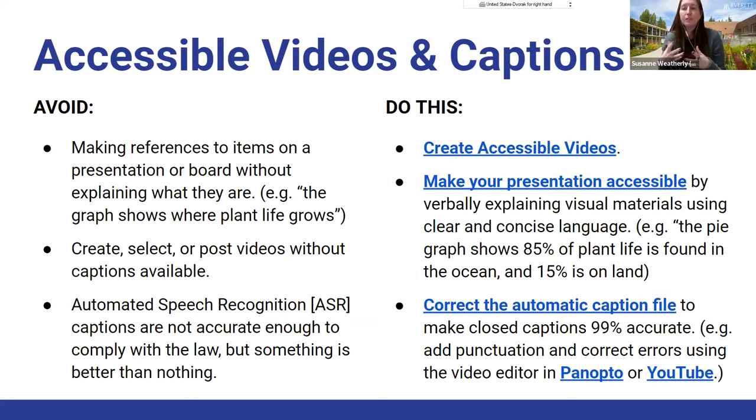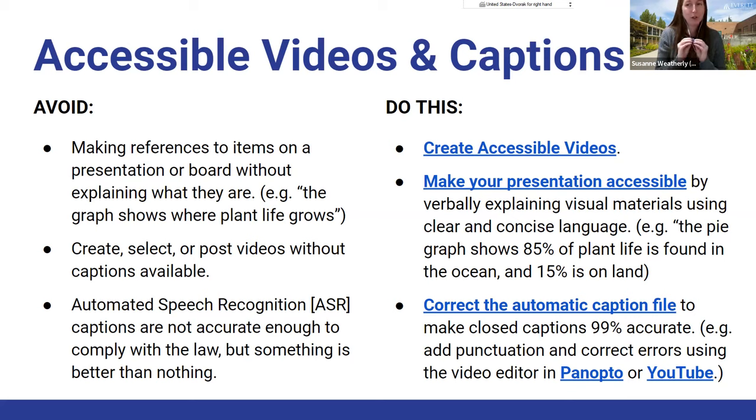So any host of a Zoom meeting can turn on the automated captions. When you start a Zoom meeting of your own, you can go down to the live transcript button, or it's called closed caption, and then you can enable the live transcript, which is the automated speech recognition captions. Again, giving some access to people, which is better than nothing.